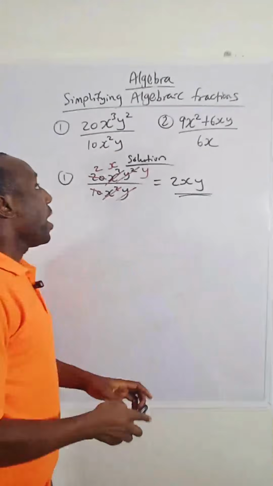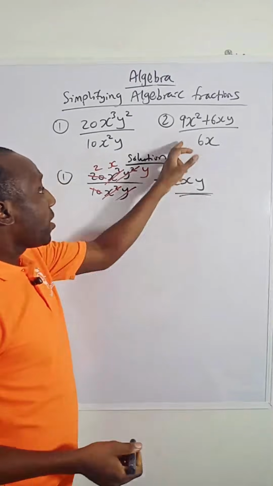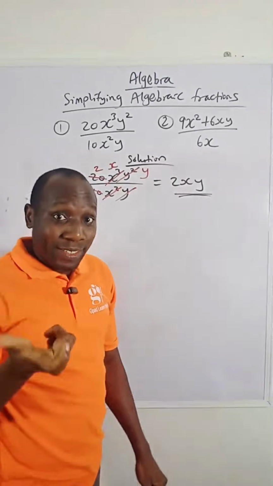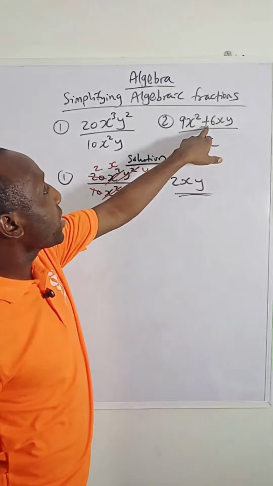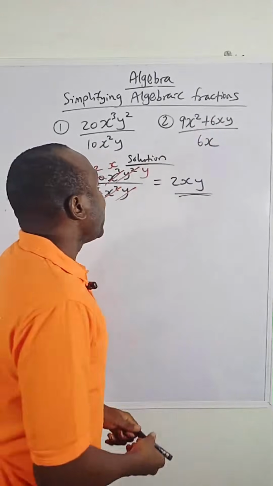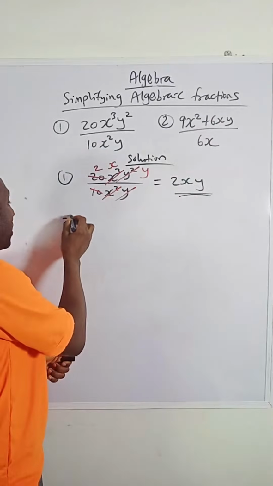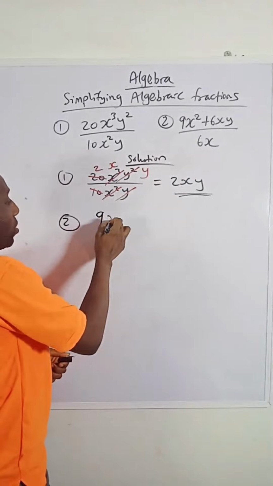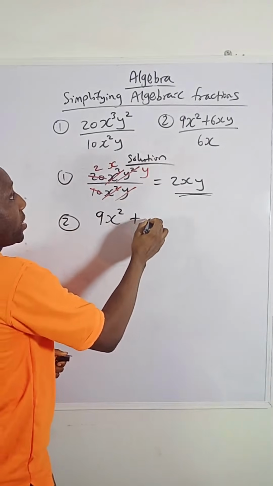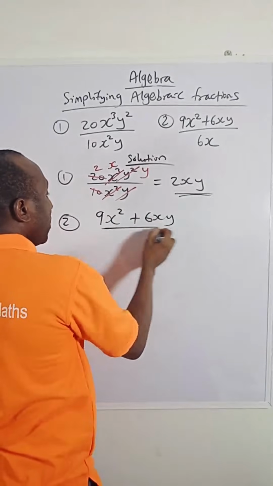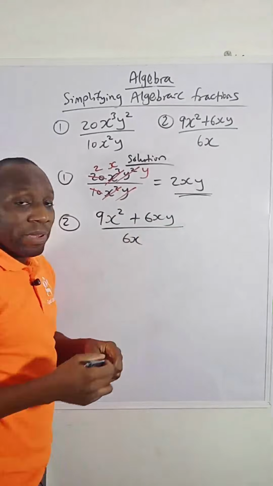It is 2xy. Number 2 is slightly different. Why? There's a plus here. This is the mistake many students make. Thank God I even dropped that question there. Many students make this mistake, and I'm going to highlight it right here. So this is the mistake that many students make.